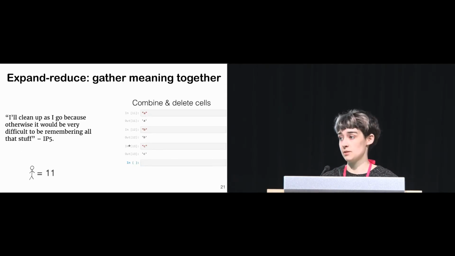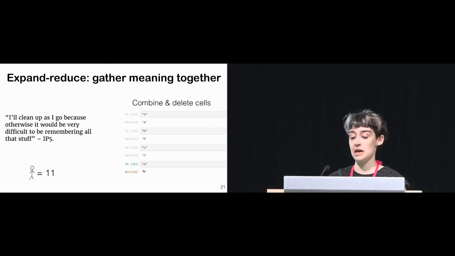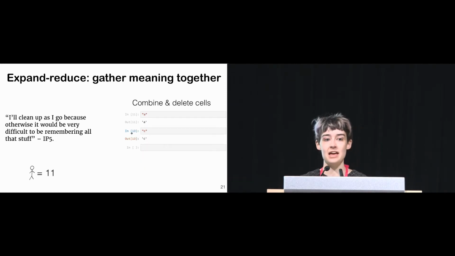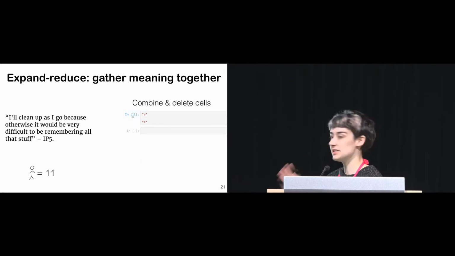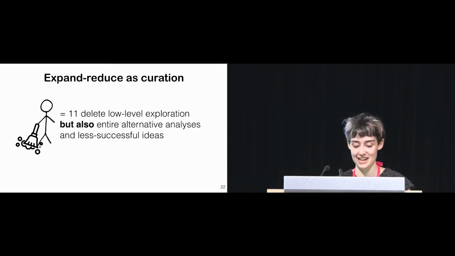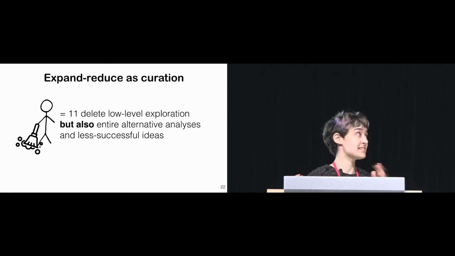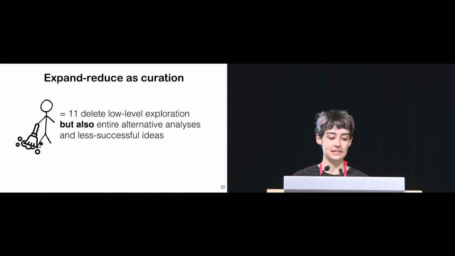So next was the reduce step, where programmers were motivated to actually clean up their cells. And this was where people would combine cells together and also delete cells that were no longer relevant. And this is really important, actually. So 11 people talked about not only deleting code cells that were, I'm trying to figure out syntax and I no longer need this, but they would delete entire analyses, entire alternative routes that didn't work out. And the reason was that these notebooks would get very messy with all these cells. People talked about messiness and cleanliness, that they needed to be able to understand what was going on.